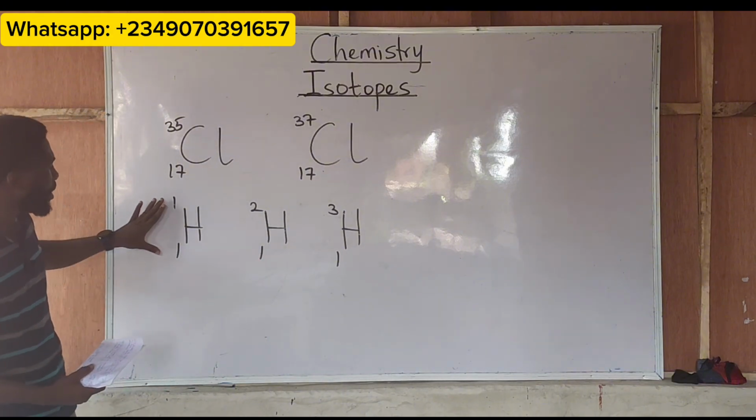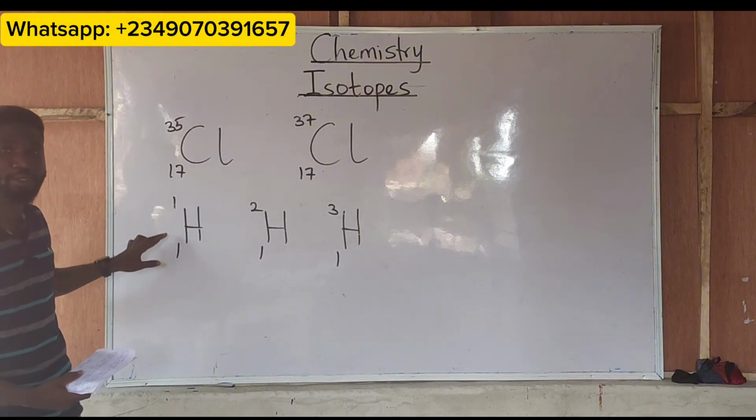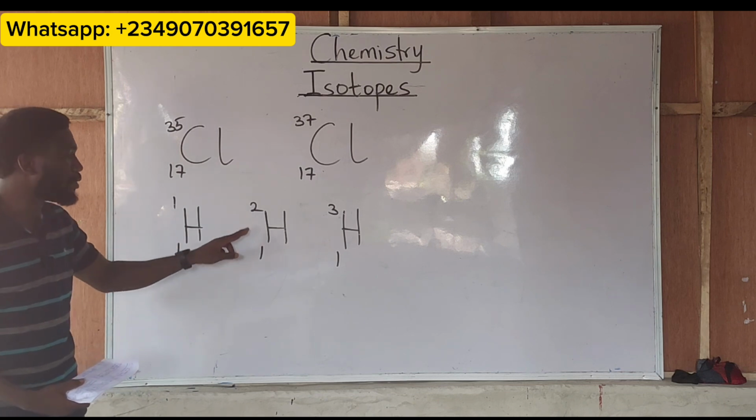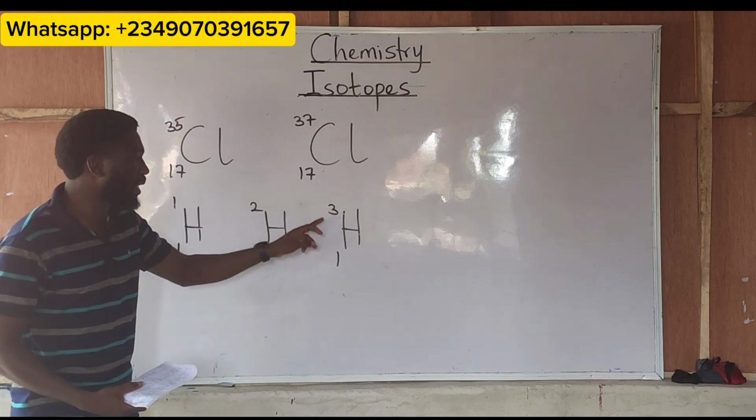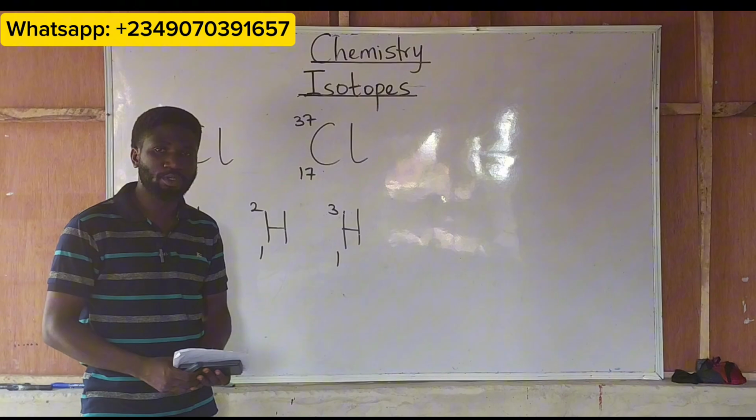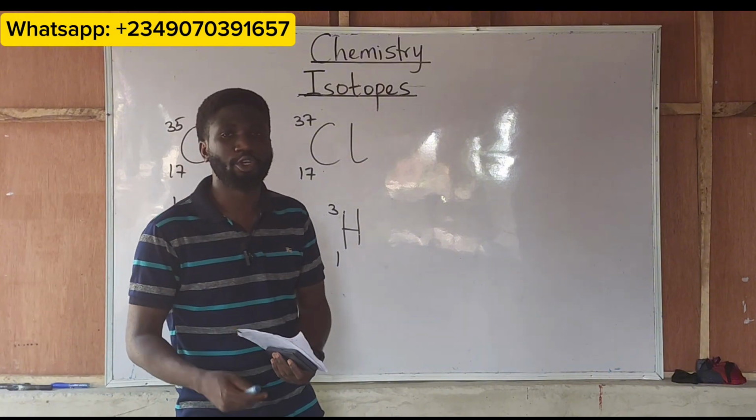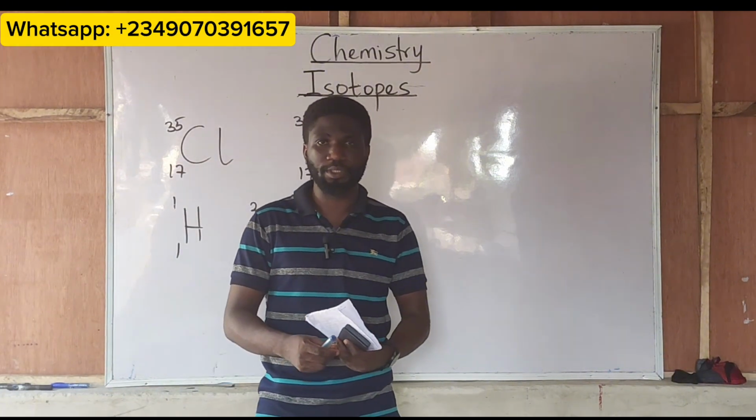And here the number of neutrons is 0. 1 minus 1, that is 0. 2 minus 1, that is 1. 3 minus 1, that is 2. So they have different number of neutrons.